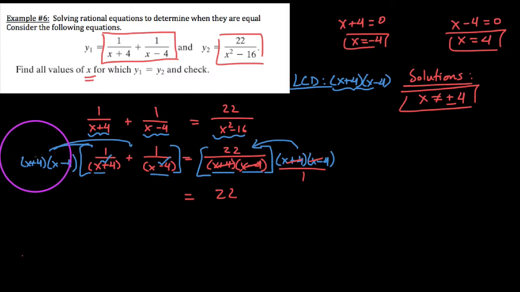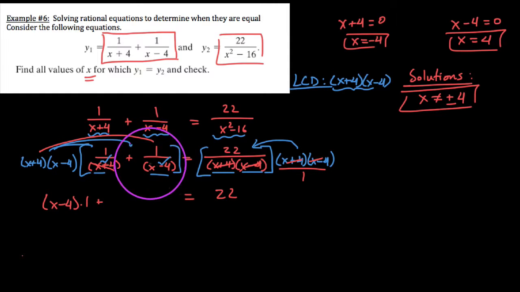And on the left side here, if I take x plus 4, x minus 4 times this over x plus 4, the x plus 4's cancel out, and I'm left with x minus 4 times 1. So I get x minus 4 times, I'll even write times 1, okay? Plus, now if I distribute it over here, the x minus 4's cancel out, and I'm left with x plus 4 times 1. So I get x plus 4 times 1.